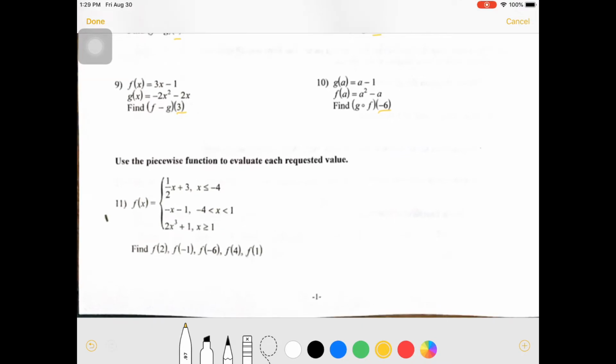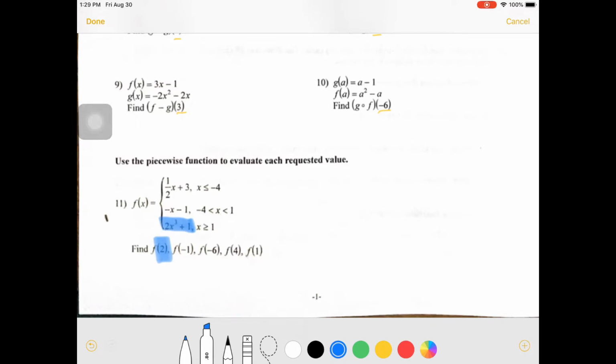On 11, for our piecewise function, you're going to go through and match up your variable and figure out which of the functions you're going to plug it into. So here I was given 2 for my x, so I'm going to read through these functions and figure out what 2 falls into of these domain restrictions. 2 is greater than 1, so I'm going to plug it only into this function.